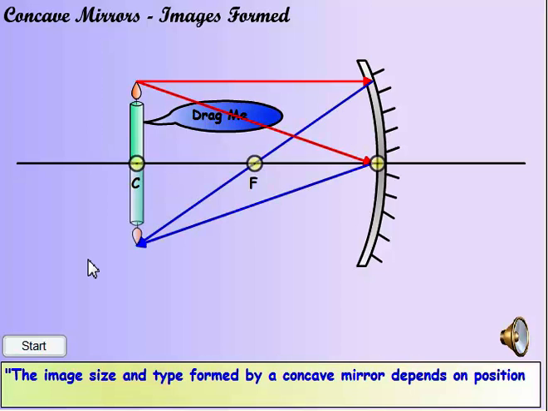One ray is taken parallel to the principal axis, and that passes through the focus. Another ray is taken through the center of curvature, and that retraces itself along the same direction. The intersection of the two is the position of the image.